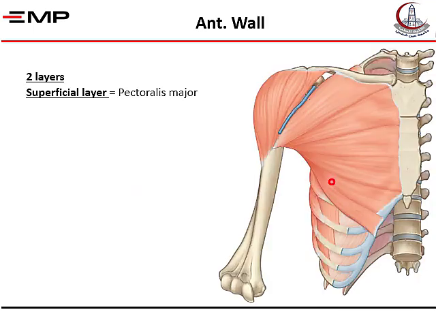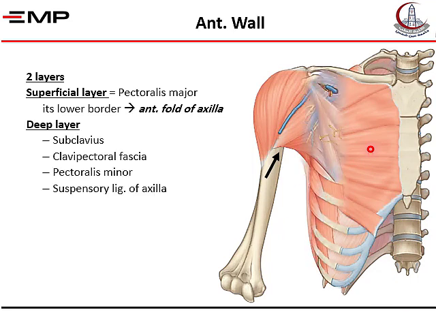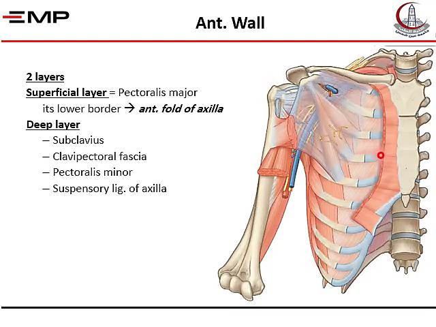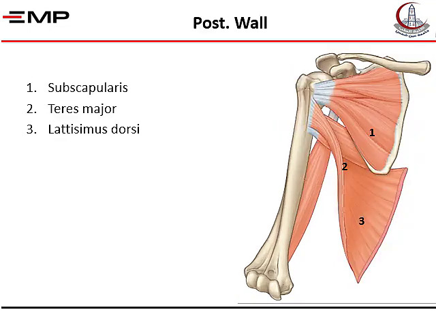The anterior wall is made of 2 layers. The first layer is made of pectoralis major. Its lower border forms the anterior fold of the axilla. The second layer is made of pectoralis minor, subclavius, clavipectoral fascia in between, and the suspensory ligament of the axilla.